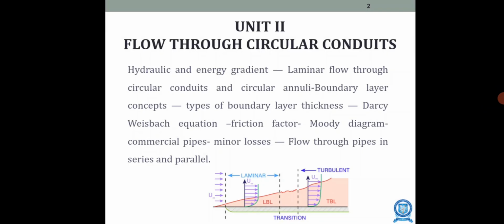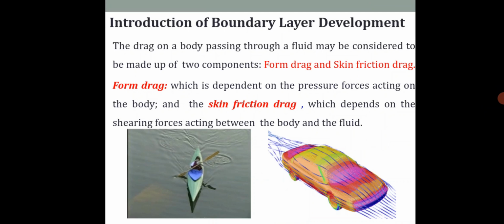Now this is the second unit, flow through circular conduits. We are going to see the basic concepts in this unit, and also what is meant by boundary layer, how it is formed, and how this boundary layer is developed.